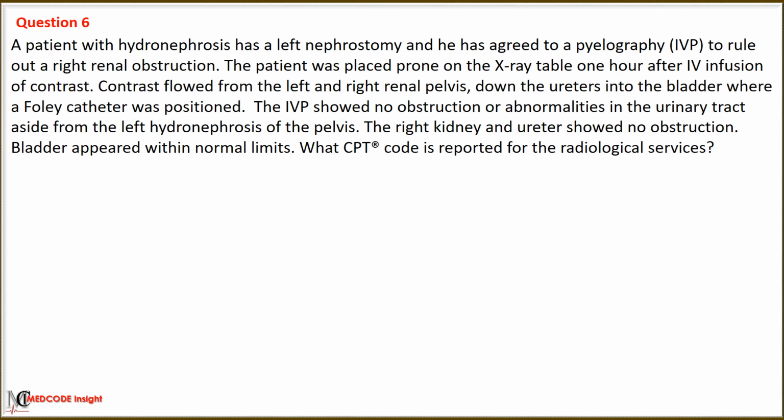A patient with hydronephrosis has a left nephrostomy and has agreed to a pyelography IVP to rule out a right renal obstruction. The patient was placed prone on the X-ray table 1 hour after IV infusion of contrast. Contrast flowed from the left and the right renal pelvis down the ureters into the bladder where the Foley catheter was positioned. The IVP showed no obstruction or abnormalities in the urinary tract aside from the left hydronephrosis of the pelvis. The right kidney and ureter showed no obstruction. Bladder appeared within normal limits. Which CPT code is reported for the radiological services?